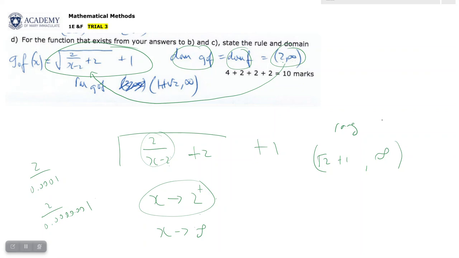So that's why the range of g∘f is (root 2 plus 1, infinity). Essentially what you're doing is finding what happens as x approaches 2 from the right and as x approaches infinity, and they give you an idea of what the endpoint equals.